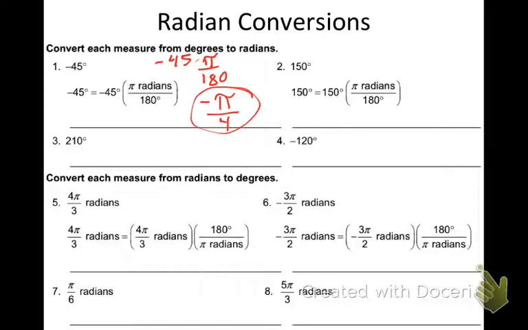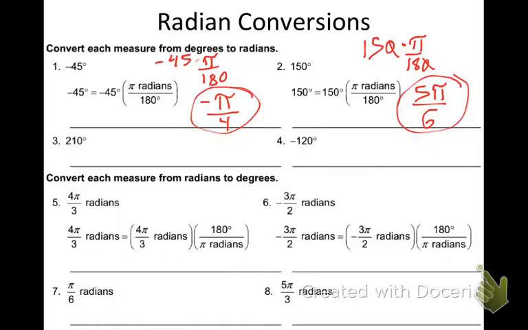Number 2, 150 degrees to radians. So that's 150 times pi over 180. I simplify. My zeros cancel out, and I get 15 over 18. 15 over 18 simplifies to 5 over 6. So I get 5 pi over 6.